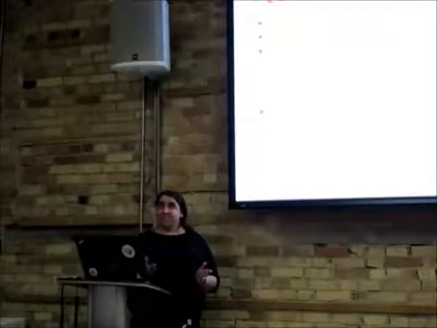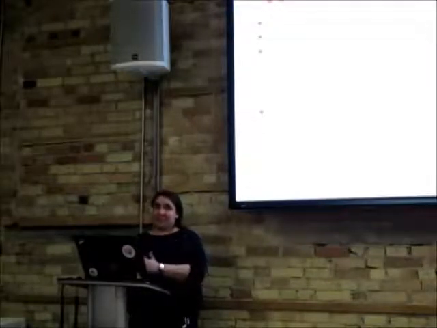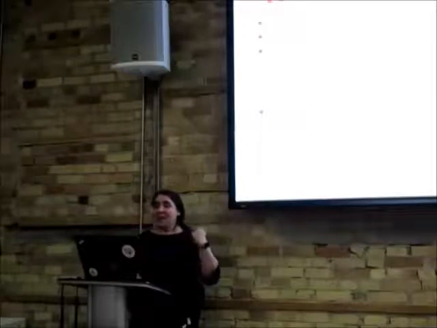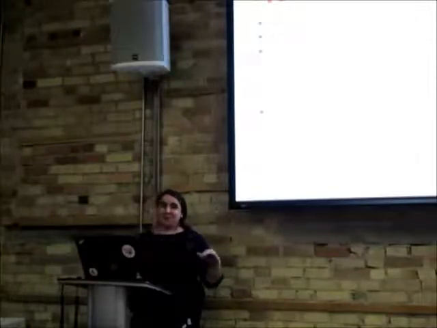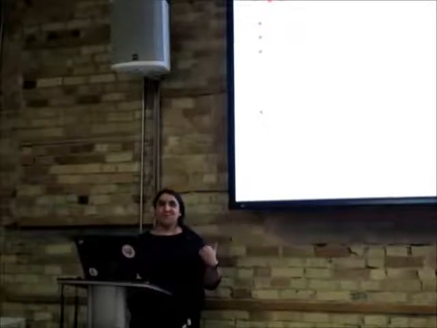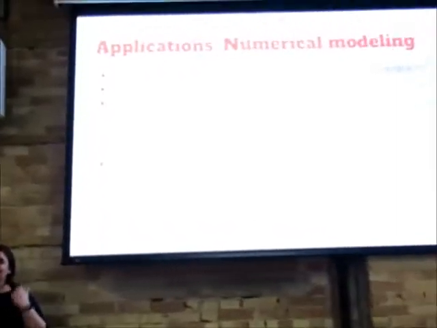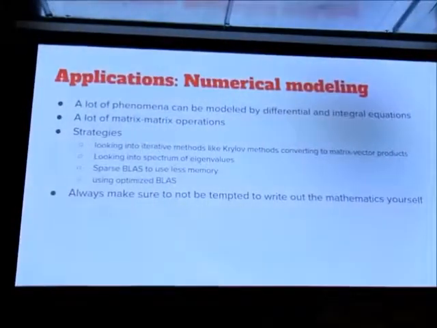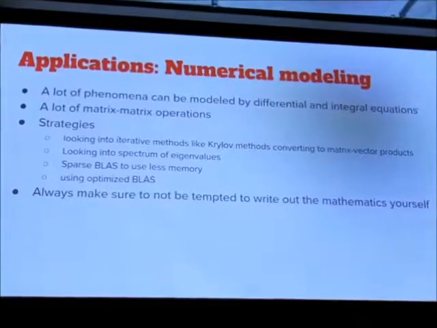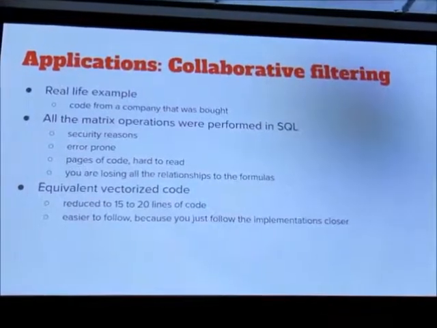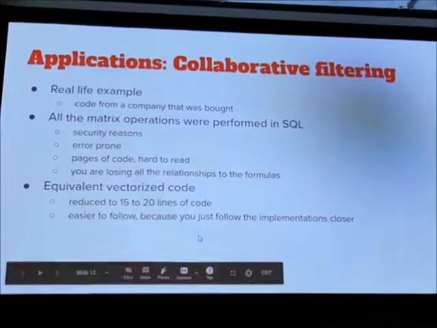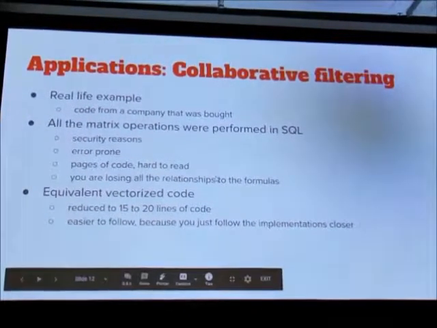Afterwards, it only makes sense to do more optimizations of your algorithm. And an important thing is always, if you have your formulas, try to stay as close as possible to your formulas. Don't be tempted to just write out the for loops and everything, because you're always going to end up a bit slower. And that's also one example of what I want to get at here.